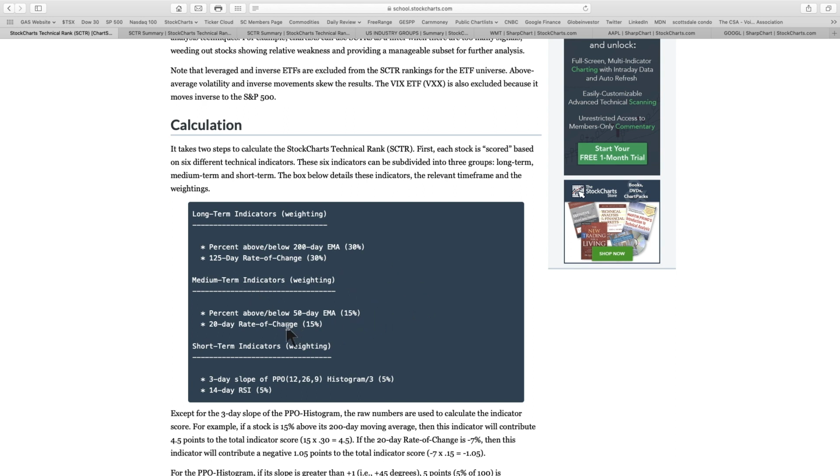For medium-term indicators, we have the percent above or below the 50-day moving average and the 20-day rate of change. Then the short-term indicators only weight 5%, but they're almost like accelerants: the 3-day slope of the PPO histogram, and the 14-day RSI. We take all of these 6 factors and ask how strong the stock is compared to its moving averages and rate of change. Then we get a value, and we rank it against all of the rest of the stocks in a group. And the important thing is in a group.